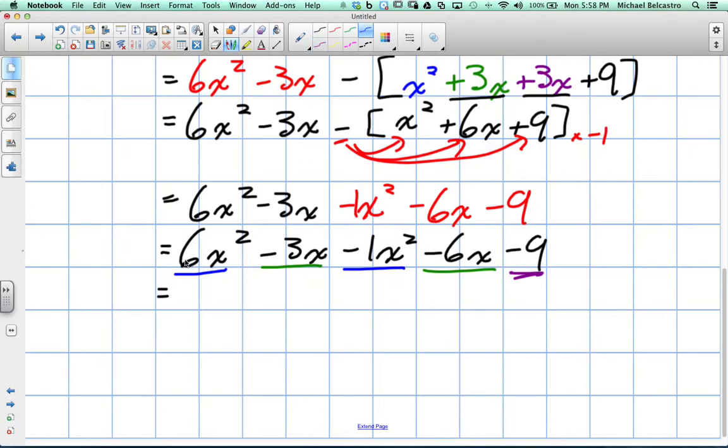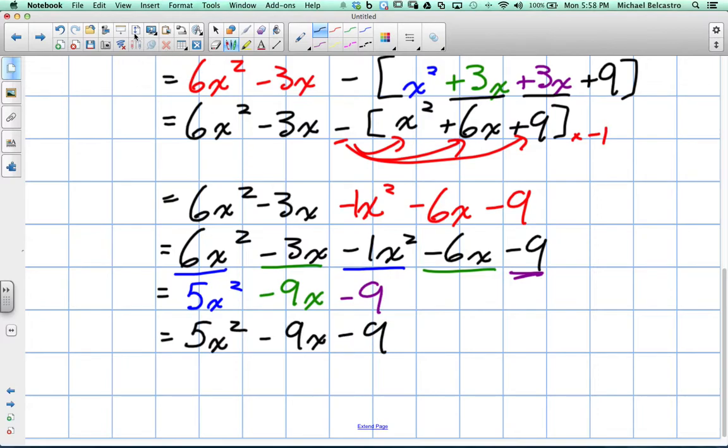The first one I'll do is 6x squared minus 1x squared. So it's like 6 minus 1, which will give me 5x squared. The green ones: negative 3x minus 6x is the same as negative 3 minus 6. So that gives me negative 9x. If you're confused, just use your calculator for the coefficients. And then my last term is just my negative 9. So in the end, I'll rewrite it, but technically, my colored version is the answer. 5x squared minus 9x minus 9.